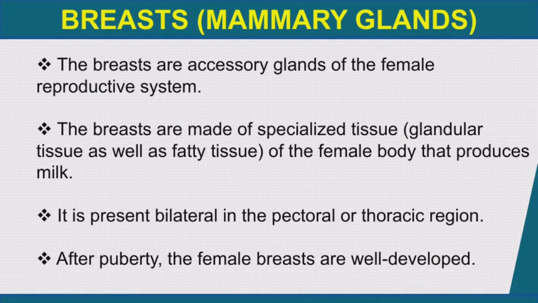And finally, breasts or mammary glands. The breasts are accessory glands of the female reproductive system. The breasts are made of specialized tissue, glandular tissue as well as fatty tissue, of the female body that produces milk. It is present bilaterally in the pectoral or thoracic region. After puberty, the female breasts are well developed.